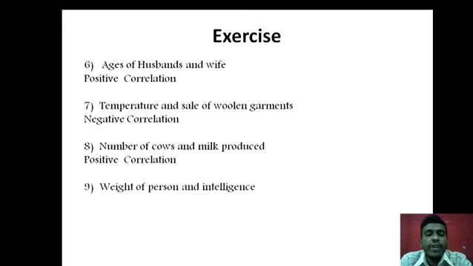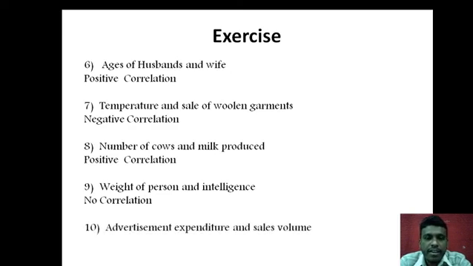The next exercise, weight of a person and intelligence. Are they related to each other? No, they are not related to each other. Weight of a person and intelligence are not related to each other. So we say that it has zero correlation or no correlation. Intelligent people can be heavy in terms of weight, intelligent people can be light in terms of weight, they can be normal in terms of weight. So there is no relation between the IQ of a person and his or her weight. So hence there is no correlation.